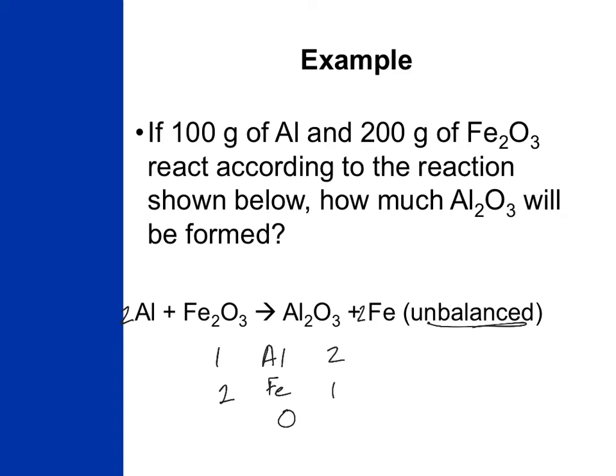And then let's check really fast our oxygens. We have 3 oxygens on the left side and 3 oxygens on the right side. So now we have a balanced equation. So let me summarize what we had on the previous slide real fast.